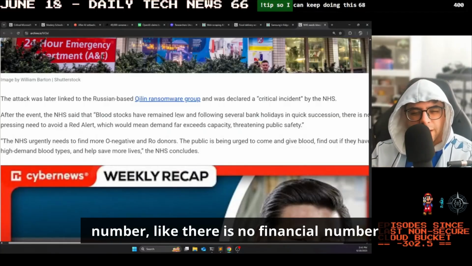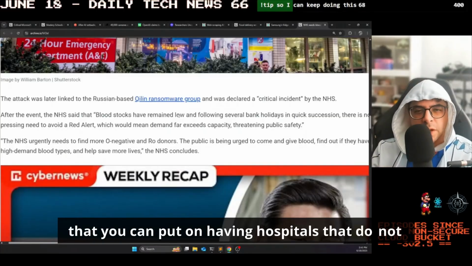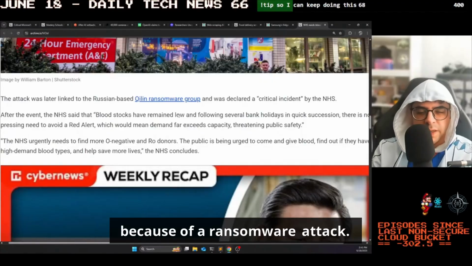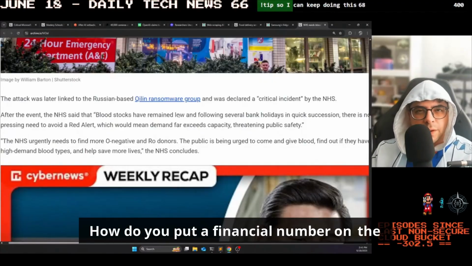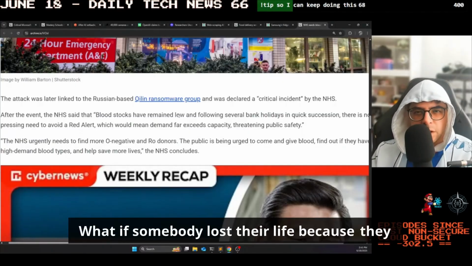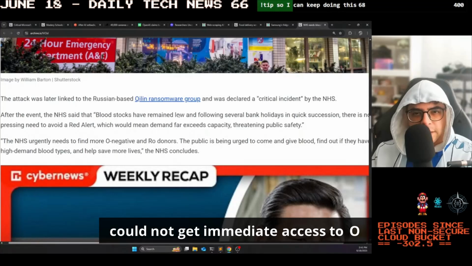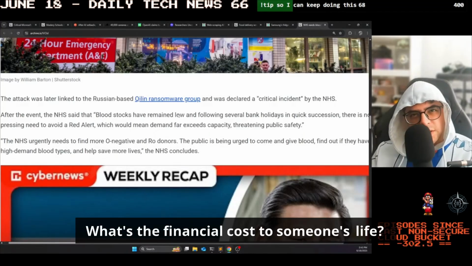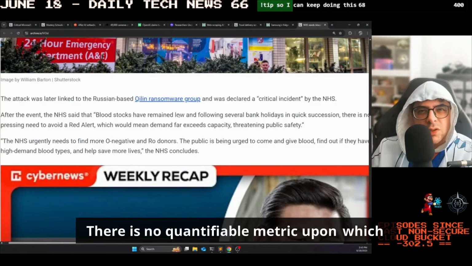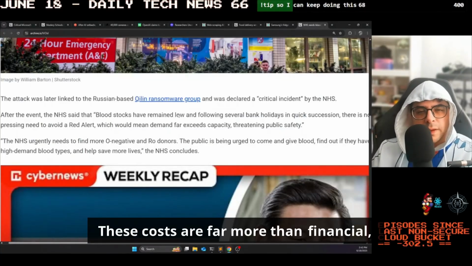In any case, that aside, you cannot put a number on this. There is no financial number that you can put on having hospitals that do not have access to, let's say, O negative blood because of a ransomware attack. How do you put a financial number on the cost of that? What if somebody lost their life because they could not get immediate access to O negative blood? What's the financial cost to someone's life? How on earth do you do that? You can't do that. There is no quantifiable metric upon which you can make that claim.